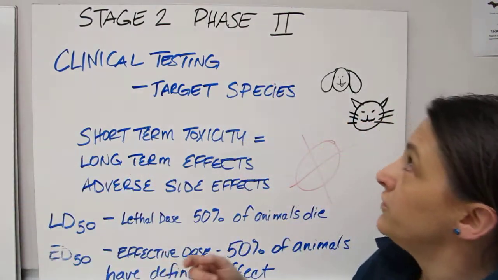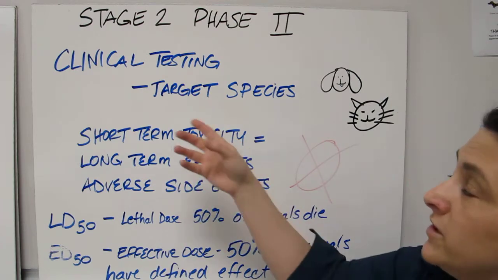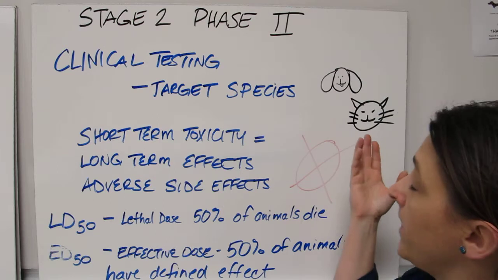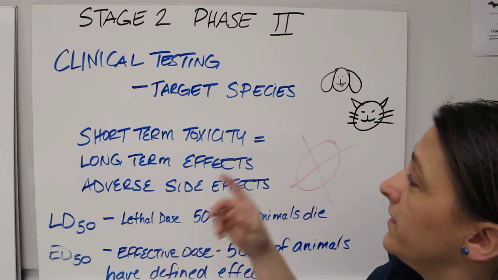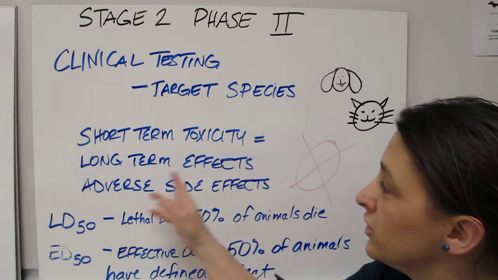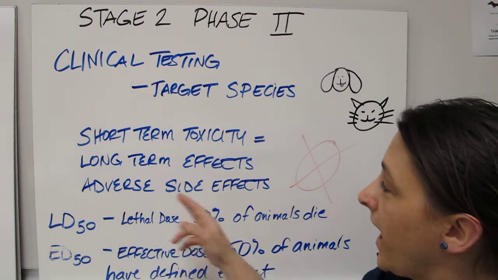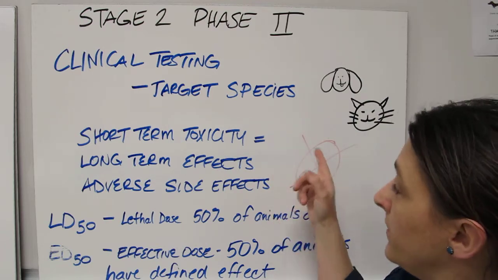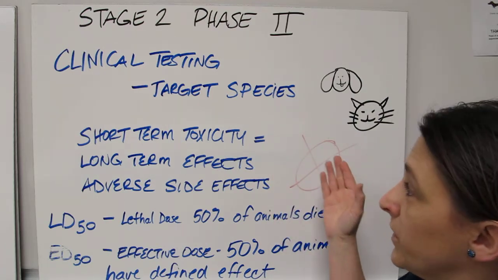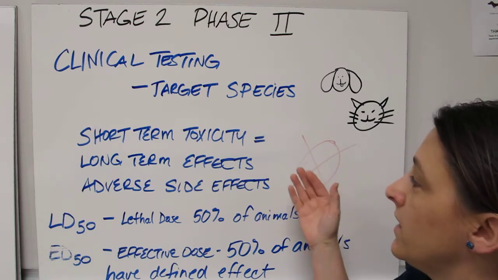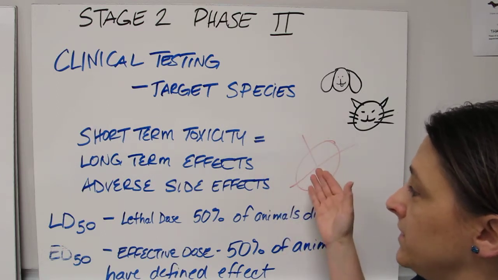So in stage 2, phase 2, this is when they actually start doing clinical testing on the target species. A dog, a cat, maybe it's a horse. And here again, they're looking at short-term toxicity, long-term side effects, and adverse side effects. If at any point they see something that causes an animal to die or causes some major defects, they're going to stop the testing right here.